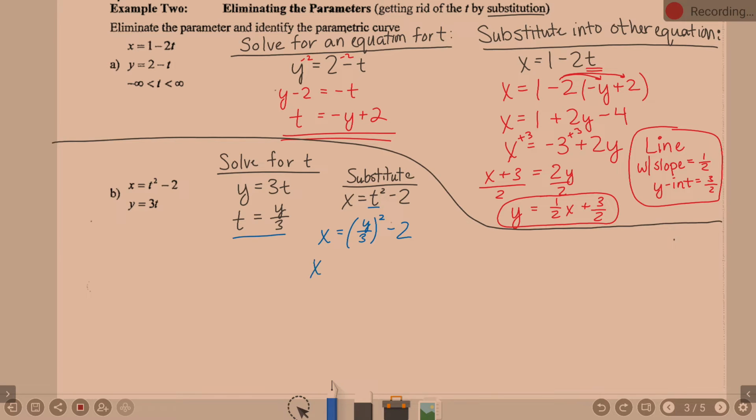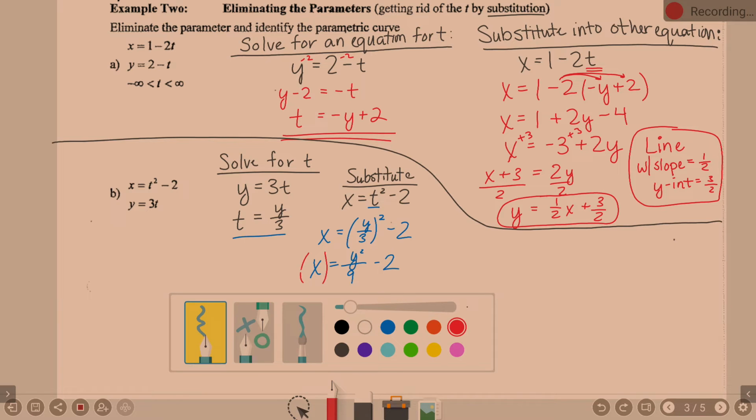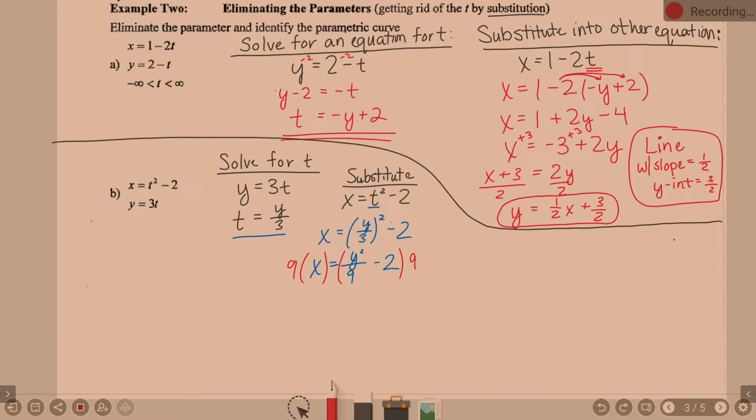Y squared over 9. Okay. We could clean that up to be y squared over 9, still minus 2. If you're not crazy about that fraction, we could multiply by 9, yes? So if we multiply everything by 9, and this is just because there's a denominator of 9, we can multiply both sides by 9. 9 times x is 9x. When we distribute the 9 on the right, we're going to end up with y squared minus 18.